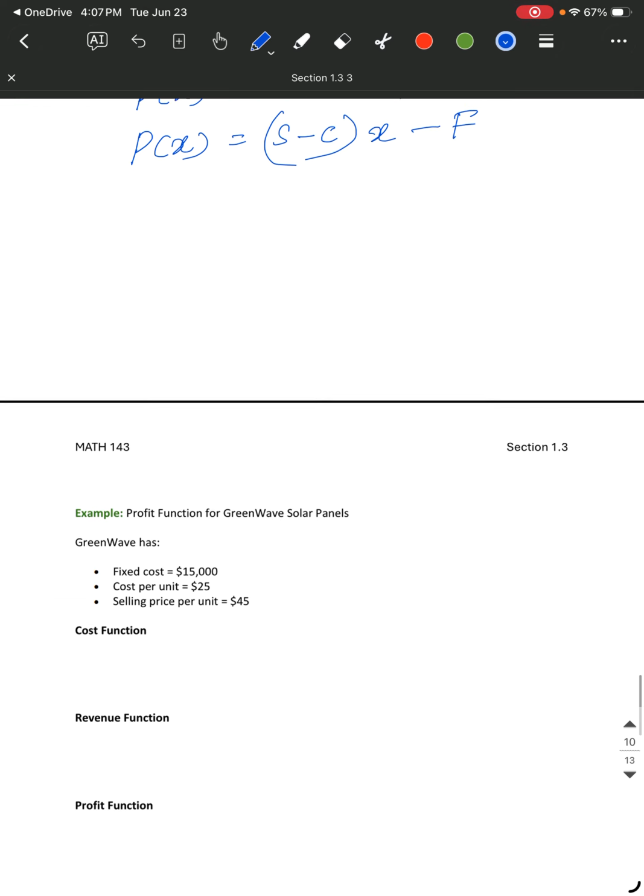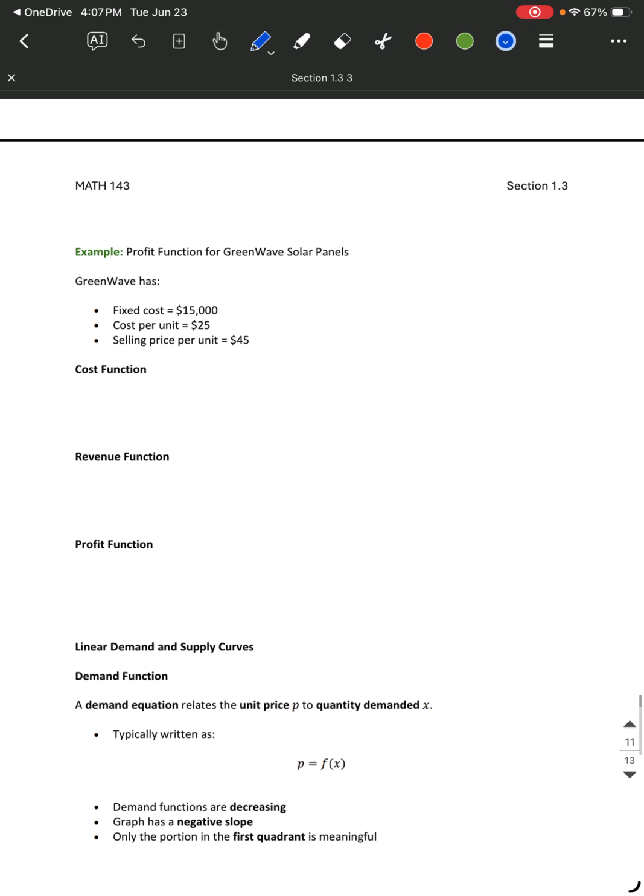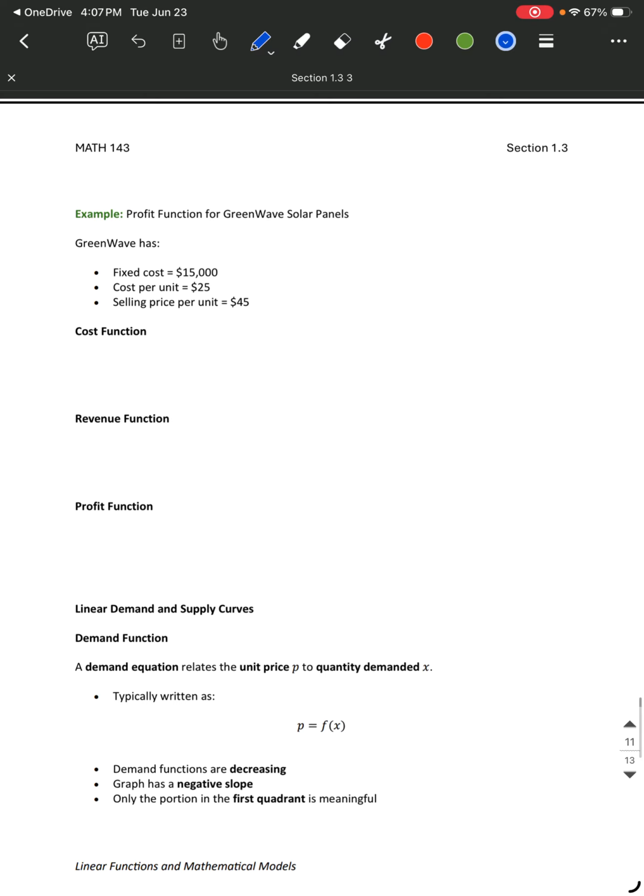Okay, let's move towards the example to get the idea behind the profit function, cost function, and revenue function. This example says the Green Wave solar panels have a fixed cost of $15,000, a cost per unit of $25, and a selling price per unit of $45. First, let X be the number of units produced and sold.